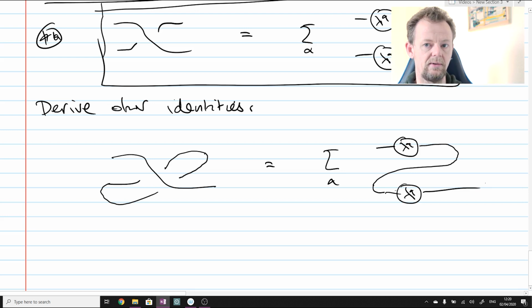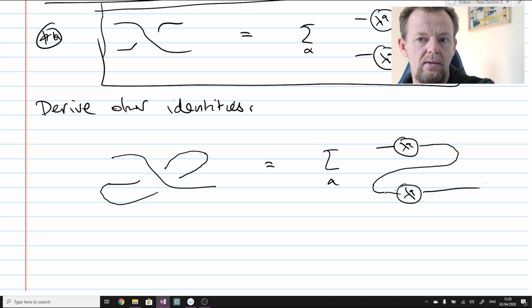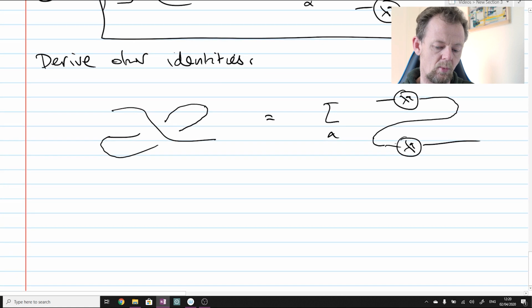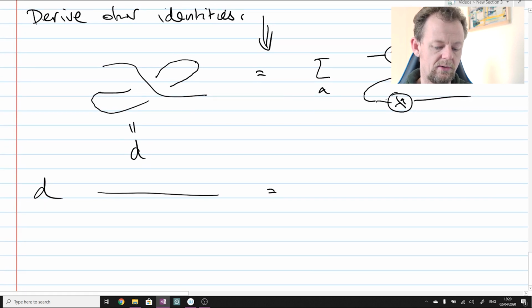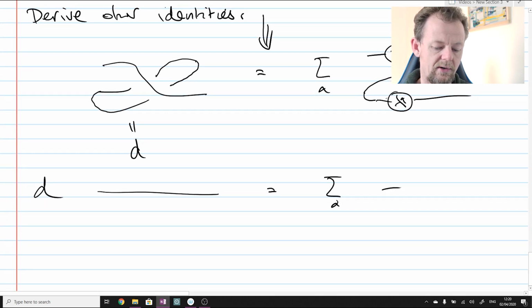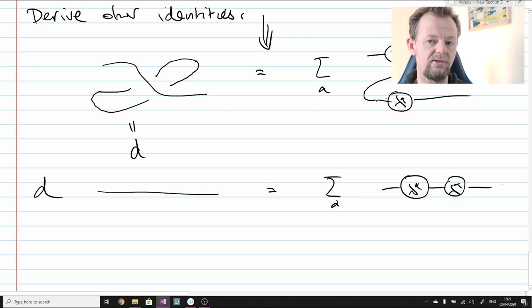This is easy to derive from wiring together outputs and inputs. This is just a straight up consequence, right? But now we've got a loop, and a contracted loop has the value d. So we get that d times the identity is equal to the sum over alpha of lambda alpha times lambda alpha. That's really interesting because that's the thing that appears on the left-hand side of the identity that we're trying to calculate.